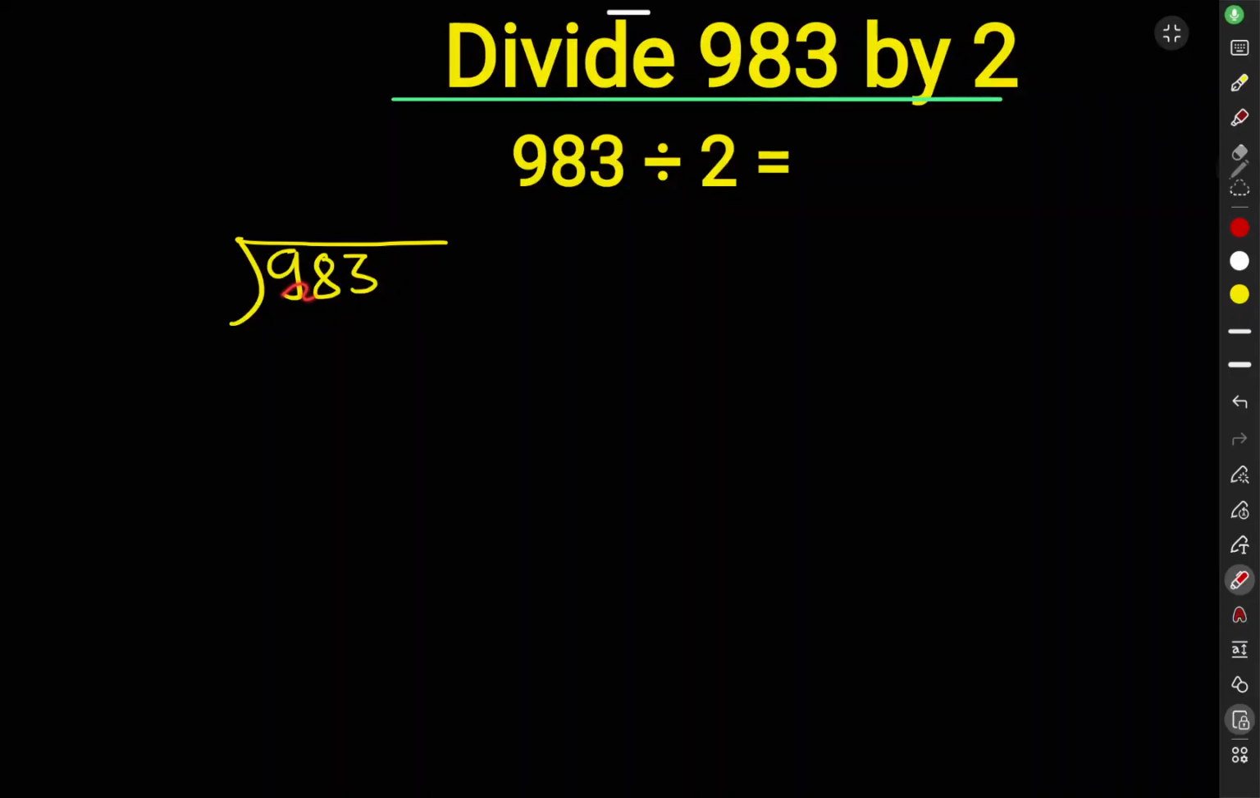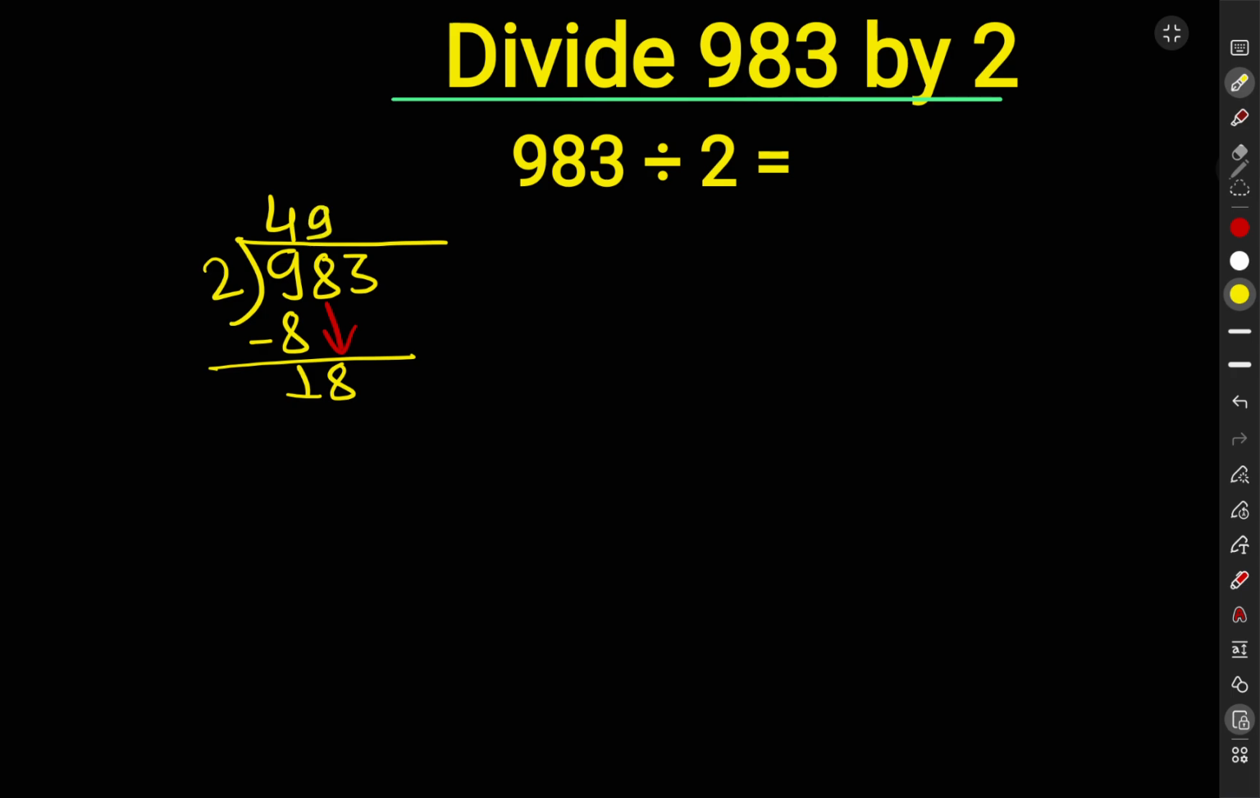Here we divide 983 by 2 in a long division method. So 2 times 4 is 8. On subtracting we get 1. So now we put down this 8 and it is 18.